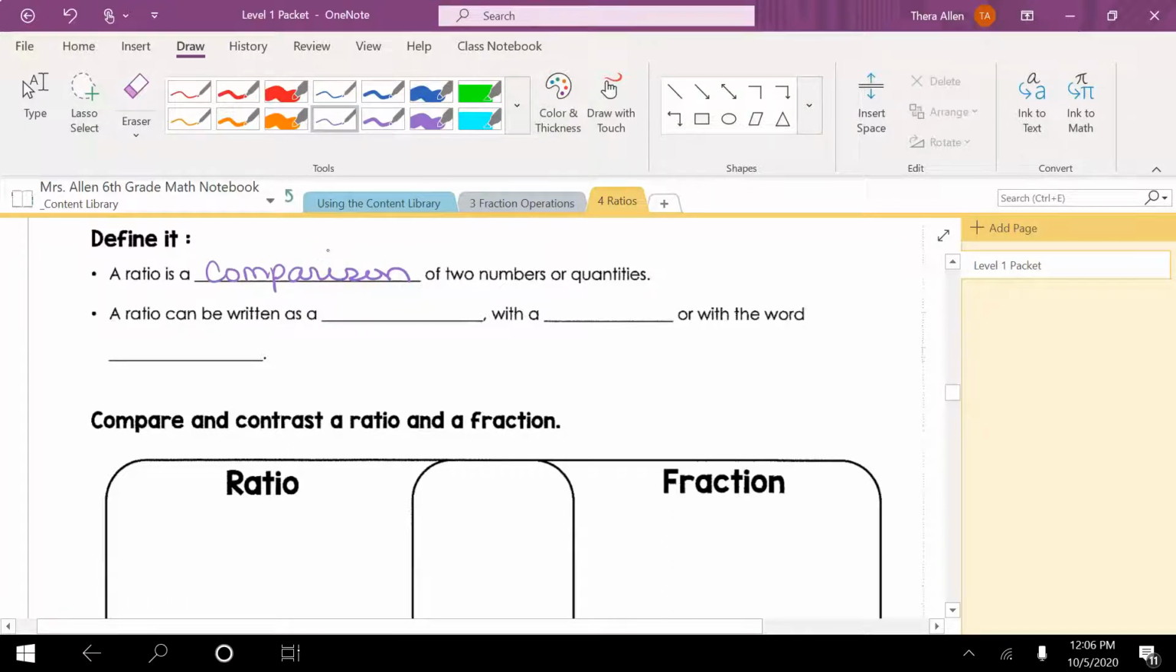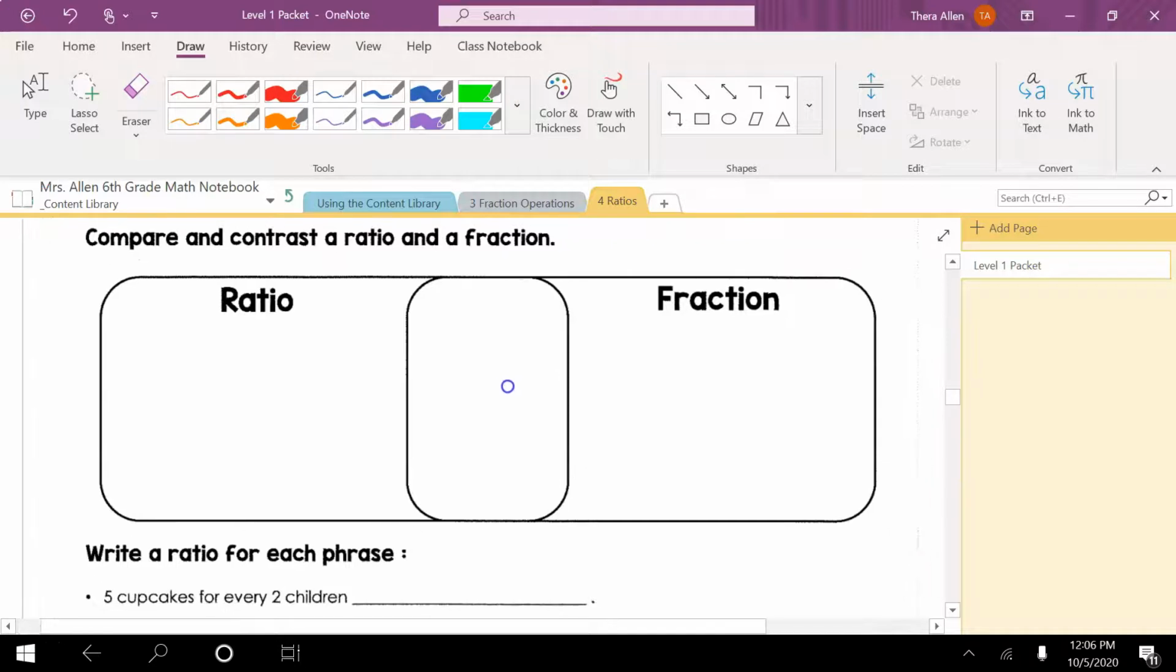A ratio can be written as a fraction, with a colon, or with the word "to." So we can have 3:1, or 3 to 1, or 3 over 1. Either one of those.